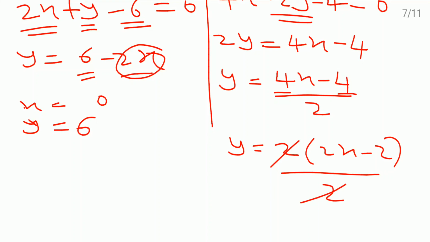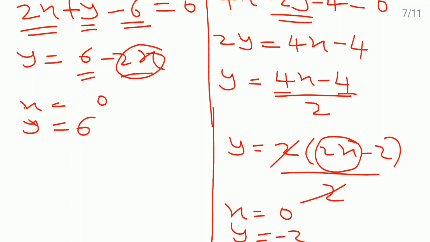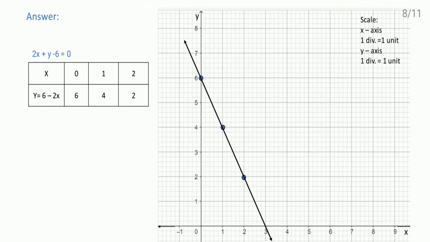Now you can take here, suppose x is equal to 0 you are taking. So this term will become 0 and y which is equal to minus 2. Exactly this way you will find out 3 more solutions and then we'll draw the graph. Let us see the graph for the first equation.